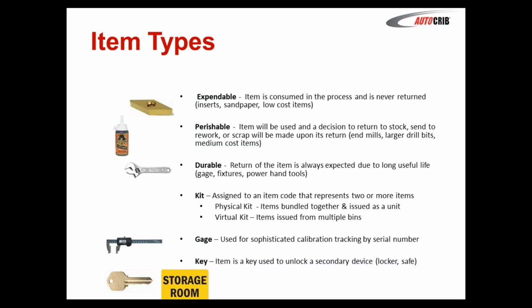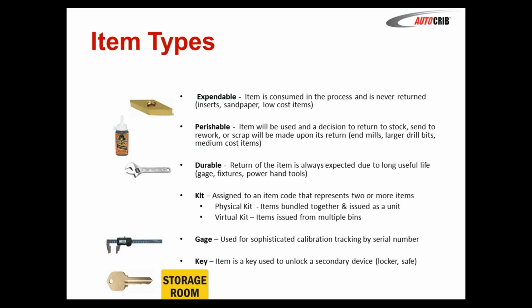Perishable items will be used, and a decision to return to stock, send to rework, or scrap will be made upon its return. Some examples of perishable items would be end mills or larger drill bits and other medium cost items. With durable items, the return of the item is always expected due to its long useful life. Examples of durable items would be gauges, fixtures, and power hand tools.